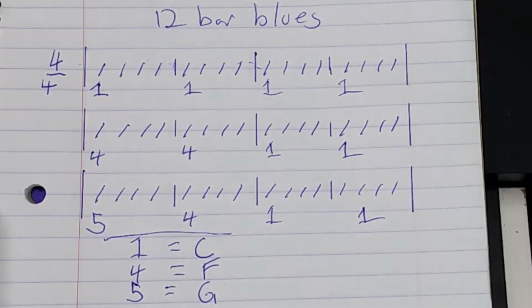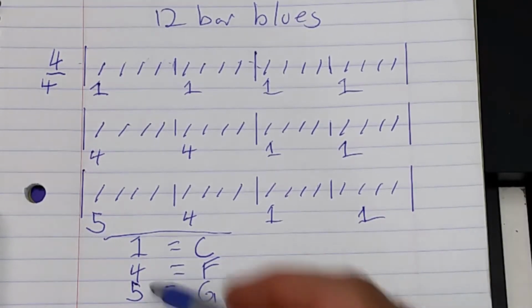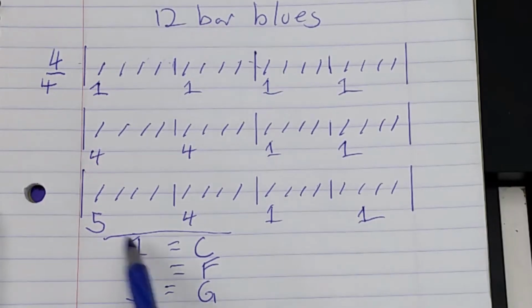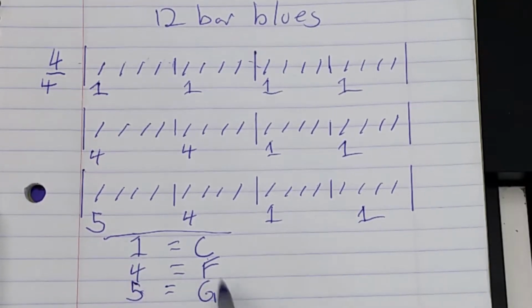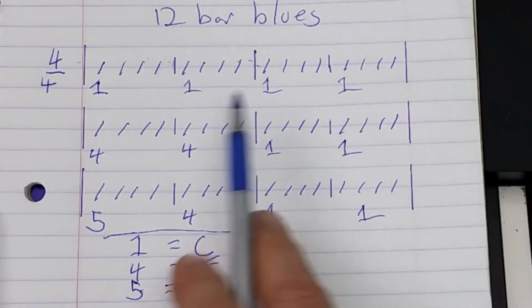So our 12-bar blues are some really simple chord changes. The 1 chord and the 4 chord and the 5 chord we learned are the strongest chords of the key. They're the only 3 major chords that are in the key. So the 1 chord is a C chord, the 4 chord is an F chord, and the 5 chord is a G chord. And the 12-bar blues is really simple.